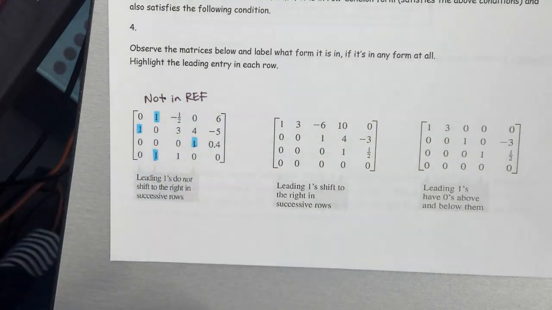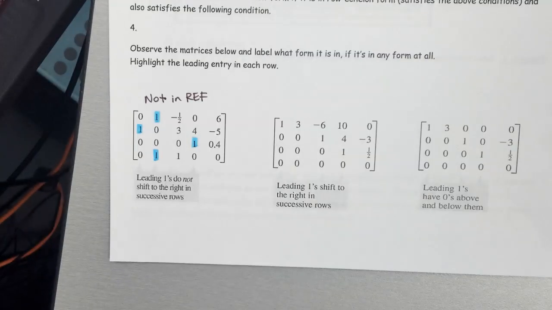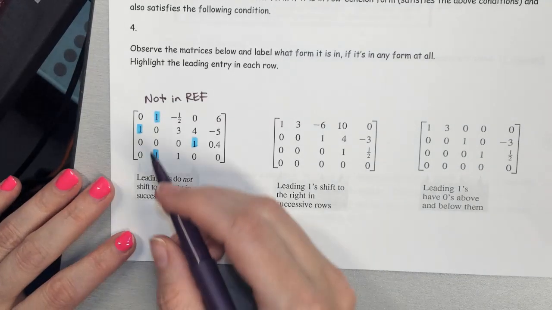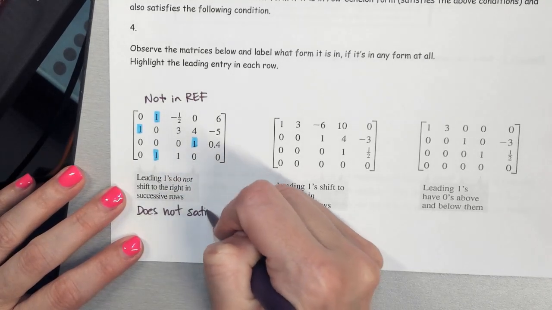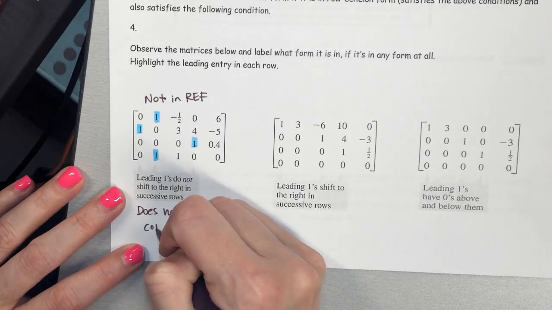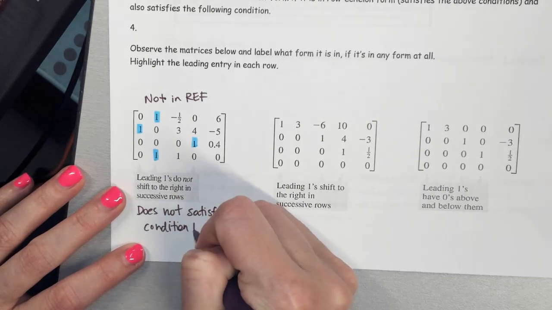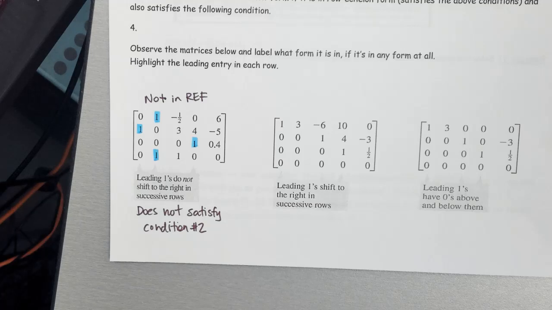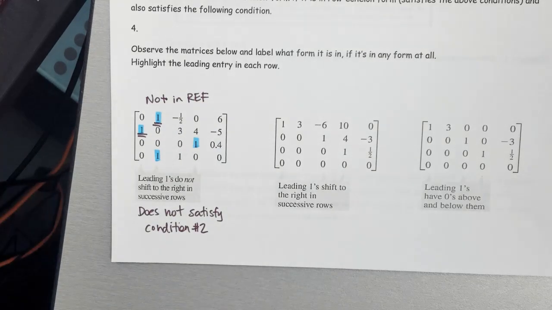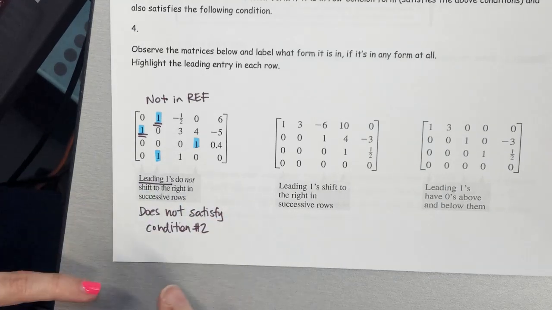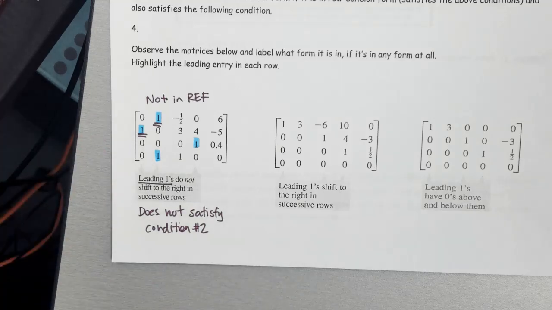Okay, and if it's not in REF, it can't be in RREF. It can't be in the reduced row form. Okay, so this does not satisfy condition number 2. Condition number 2 says the leading entry in each row is to the right. So because this one is to the left, it definitely is not in reduced row echelon form. Because I just highlighted the leading 1s, the leading 1 is just going to be the first one.